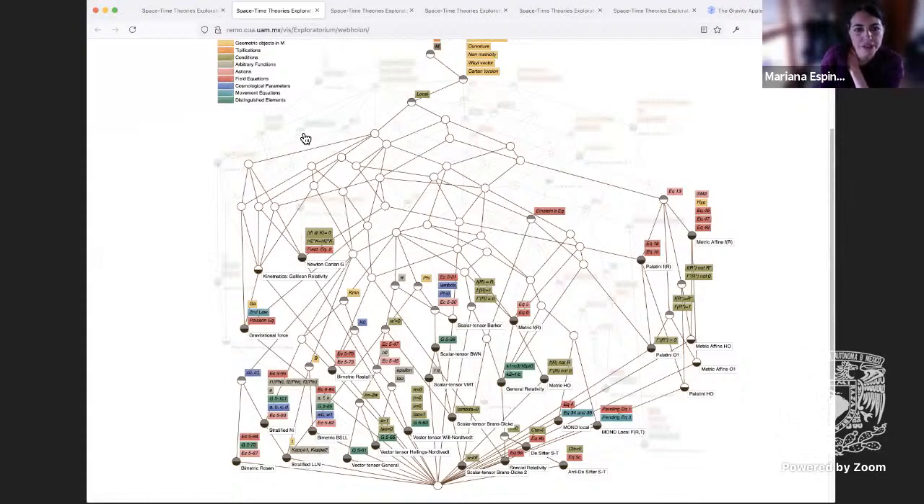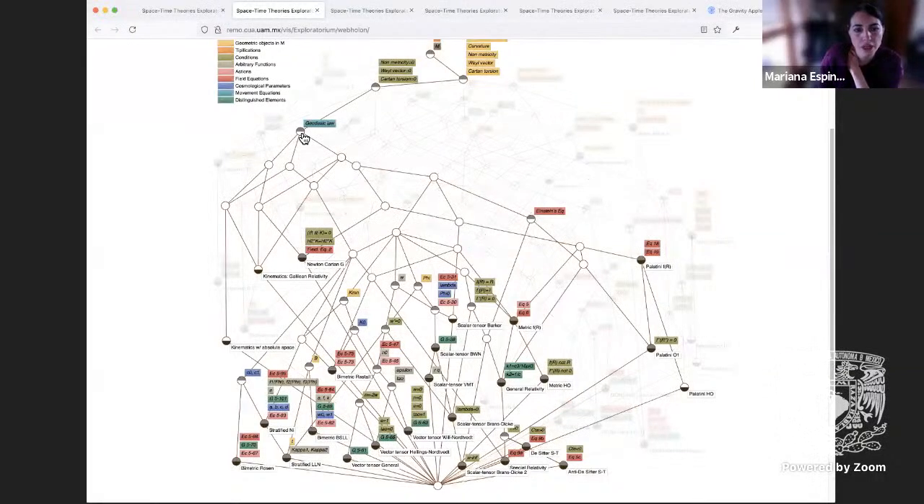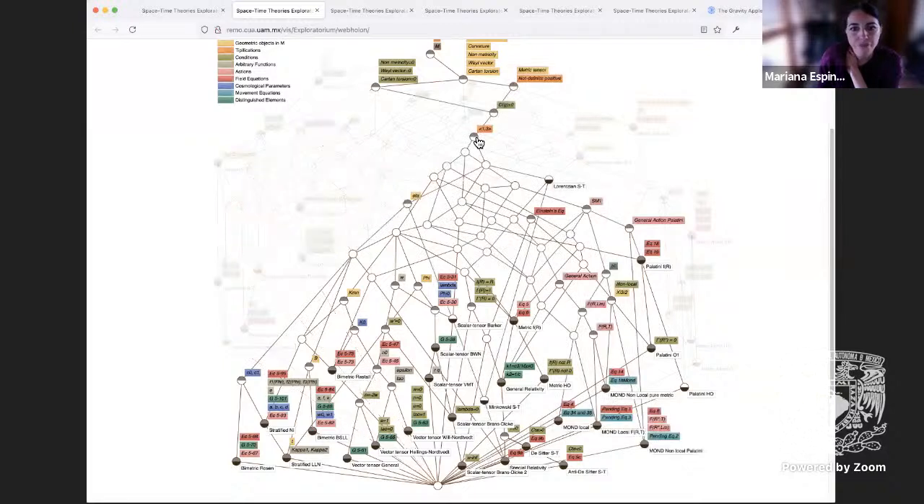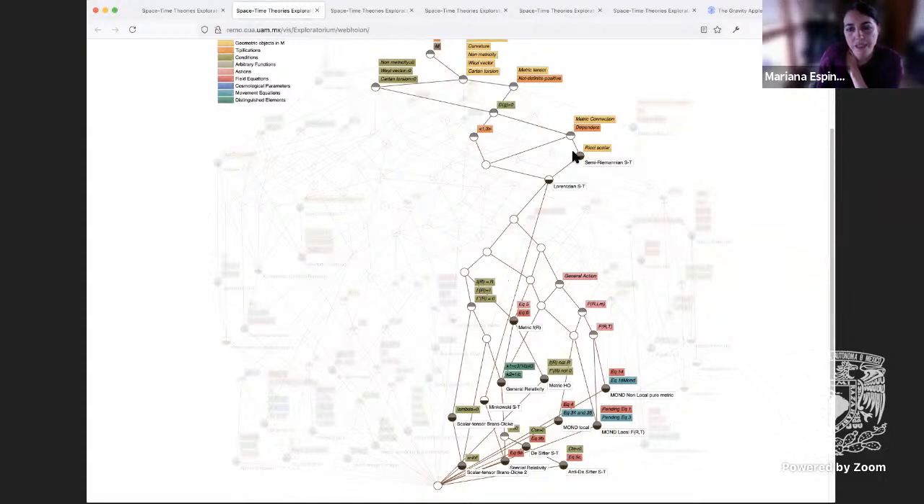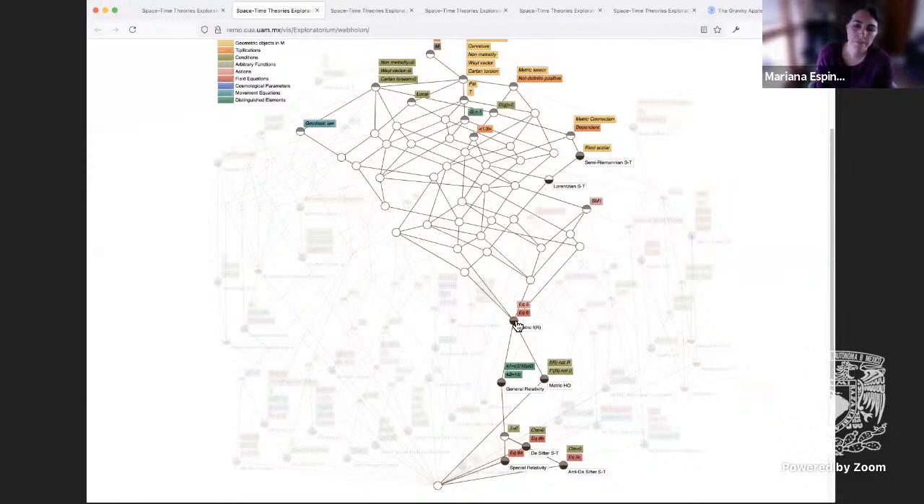Different kinds of metric theories, for example, those which are based on a geodesic law, but also metric theories which are based on a metric tensor, those that are in a Lorentzian spacetime, and also F of R theories, which is another way of calling pure metric theories.